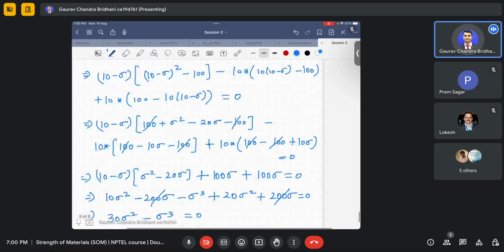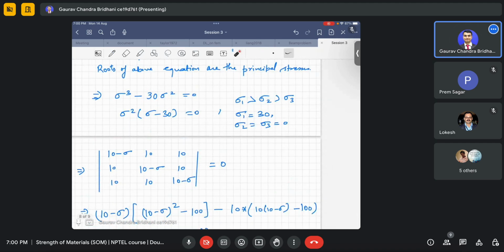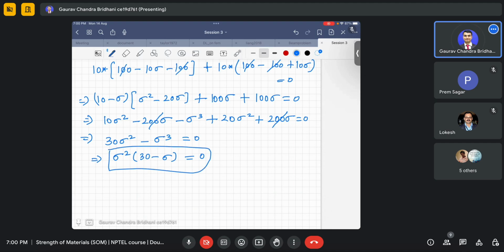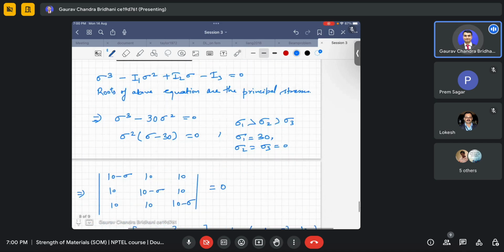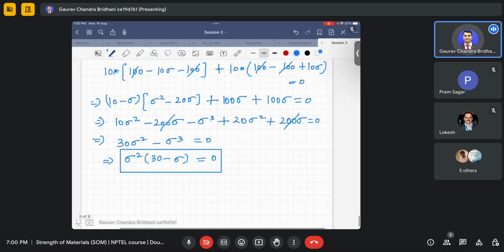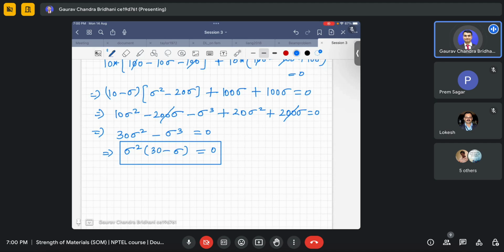So the same equation which we have written here, you can see. I just need to multiply with the minus sign on both sides, so it will be the same equation. If you take sigma square outside, it will be 30 minus sigma is to 0. This is also called the characteristic equation, you can look it up also. So the same equation we got, and the solution of this equation will be the answer.